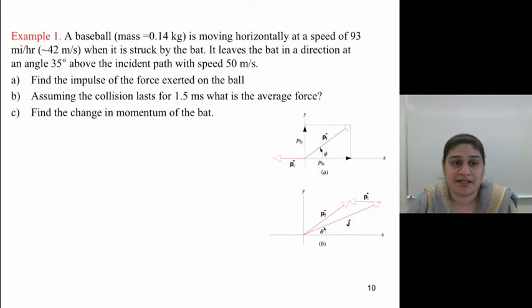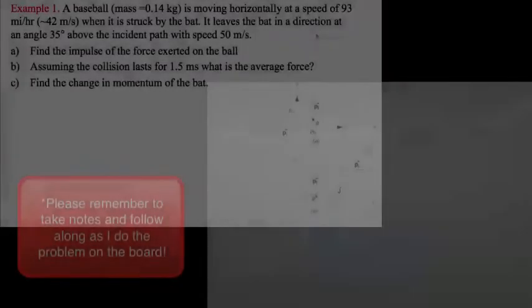So now let's look at an example. A baseball with mass m equals 0.14 kilograms is moving horizontally at a speed of 93 miles per hour. When it is struck by a bat, it leaves the bat in a direction at an angle 35 degrees above the incident path with a speed of 50 meters per second. Find the impulse of the force exerted on the ball, assuming the collision lasts for 1.5 milliseconds. What is the average force? Find the change in momentum of the bat.